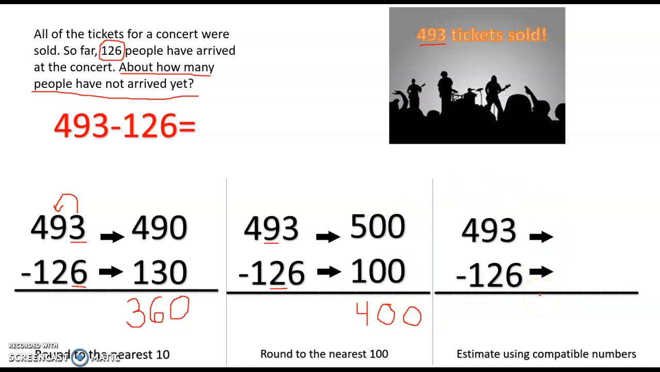Last, let's estimate using compatible numbers. 493 is really close to 495. 495 is just easier to deal with. 126 is really close to 125. 5 minus 5 is 0. 9 minus 2 is 8. 4 minus 1 is 3. 380. So all of these answers are really good estimates of the number of people who have not arrived yet.